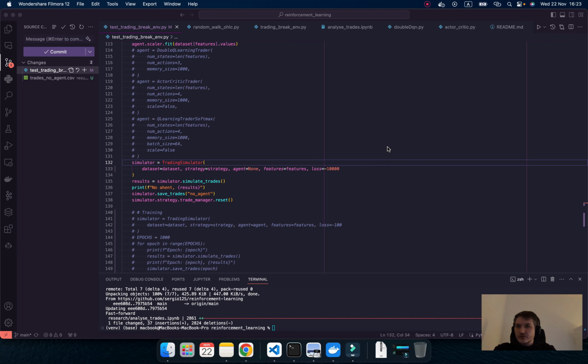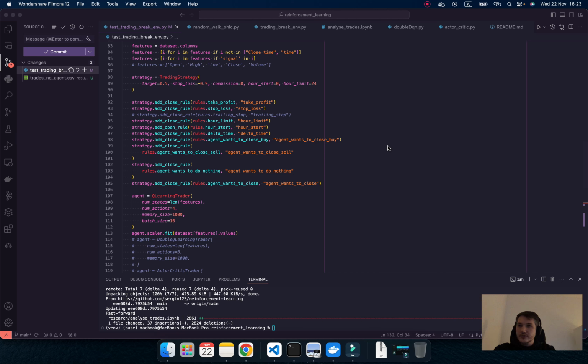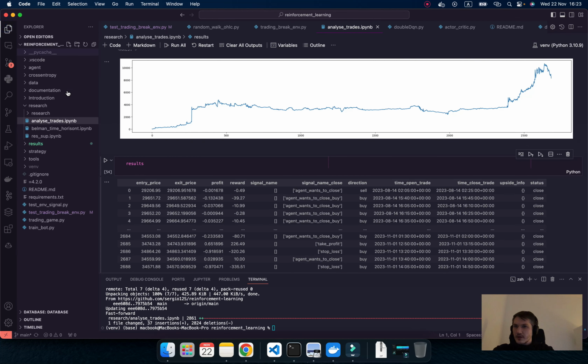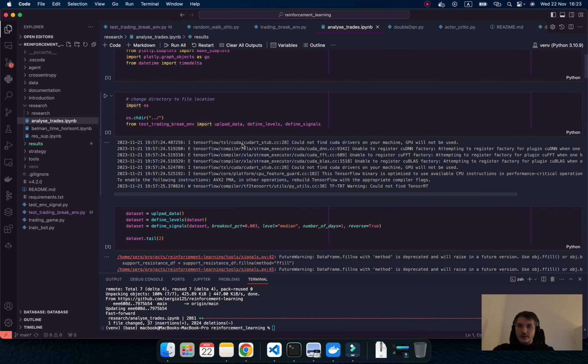Today I would like to show you my backtest results of a reinforcement learning algorithm. I did some improvement, and let's look at my file. Just analyze trades. Okay, so how is it working?